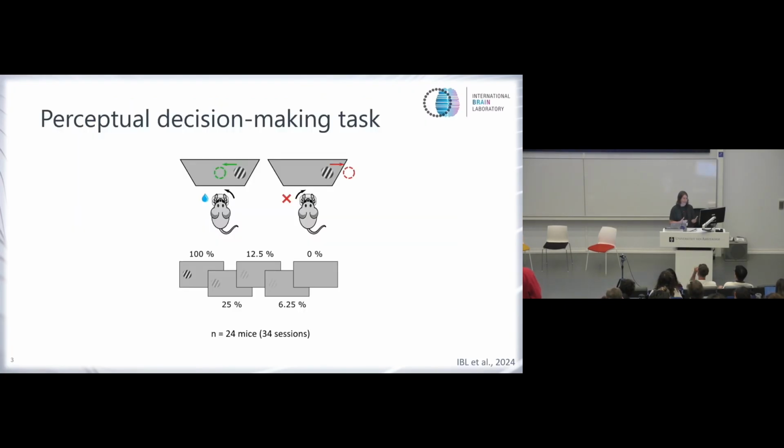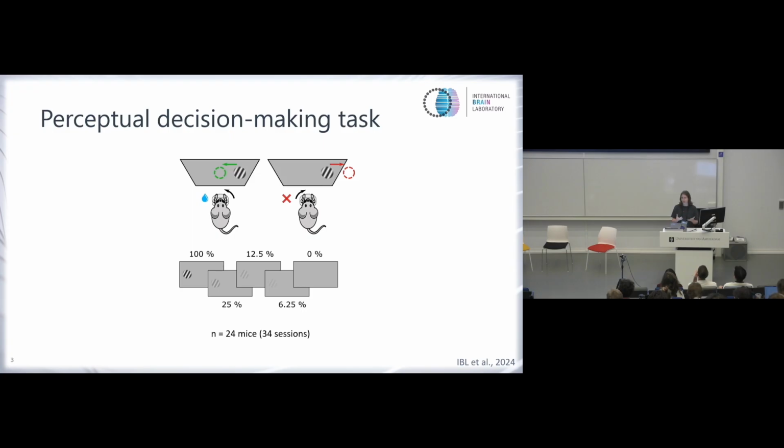The task that we've been studying is a very simple decision-making task with data from the International Brain Lab. In this task, mice see a Gabor presented on the left or the right of the screen, and they respond left or right using a small wheel. The stimulus can be presented at a range of different contrast levels, so this is a difficulty manipulation.